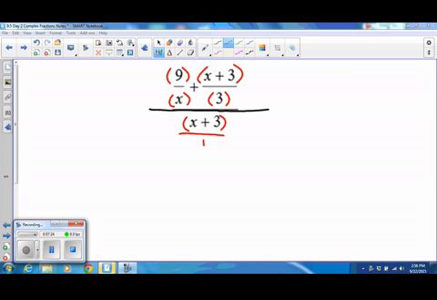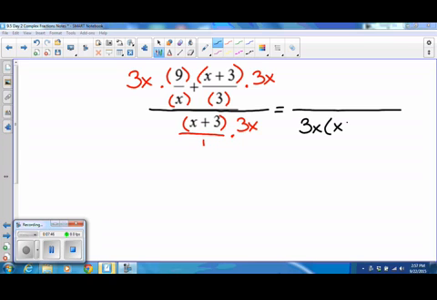So my common denominator, I have an x, I have a 3, and I have a 1. So my common denominator is just 3x. So I multiply everything by 3x. So by 3x, by 3x, and by 3x. Okay? So let's simplify this. Now, on the bottom, I just have 3x times x plus 3. I'm going to leave it in factored form and hope that maybe something will cancel with it after I'm done simplifying the top.